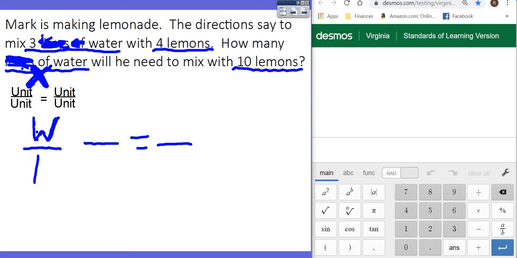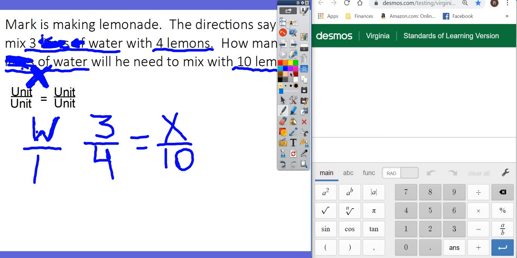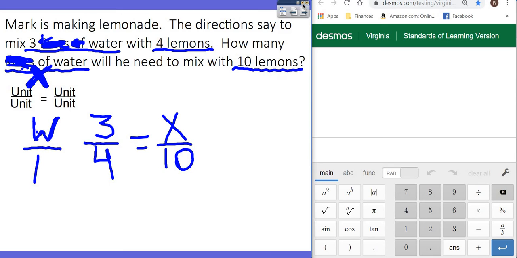So the first water is a 3, and that goes with 4 lemons. The second amount of water we don't know, so that's going to have to be our X, and it goes with 10 lemons. So we're going to have to cross multiply to figure out how much water we need for that many lemons, okay? So let's start by cross multiplying.